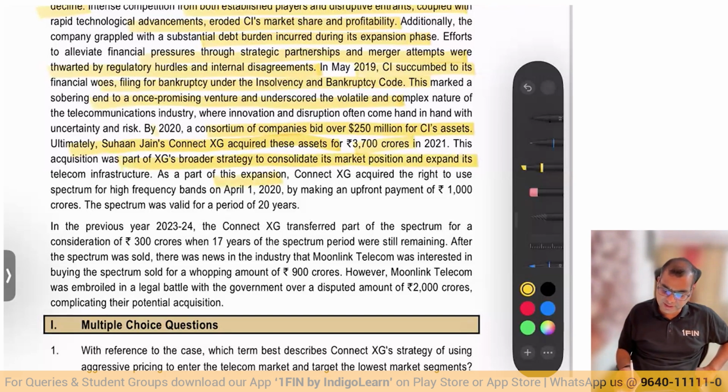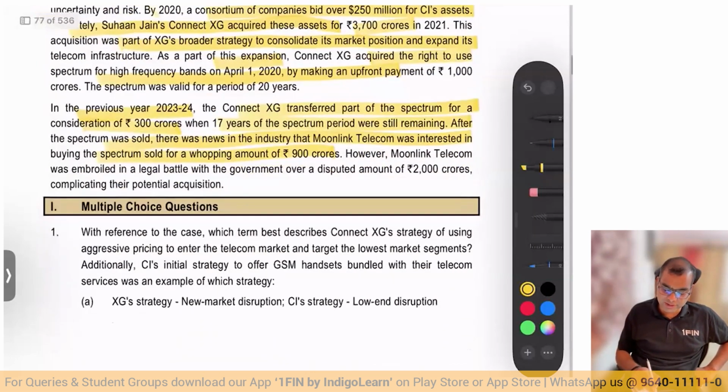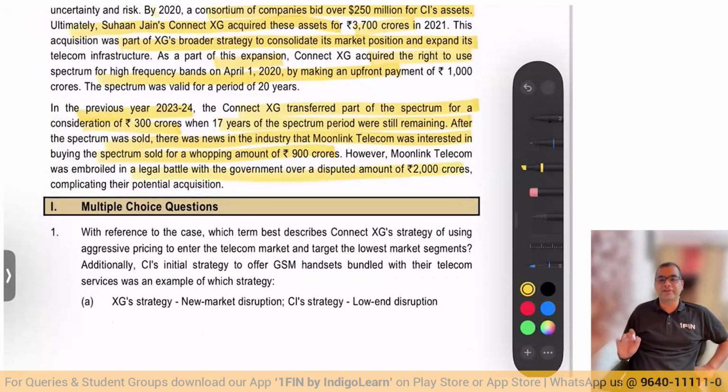As part of this expansion, they acquired the right to use spectrum for high-frequency bands in April 2020, making an upfront payment. In the previous year, 23-24, they transferred part of the spectrum for a consideration of 300 crores when 17 years were still remaining. After this was sold, the news in the industry was that Moonlink was interested in buying the spectrum, sold for a whopping amount of 900. However, Moonlink got embroiled in a legal battle. So nowhere have they given any other information with respect to financials.